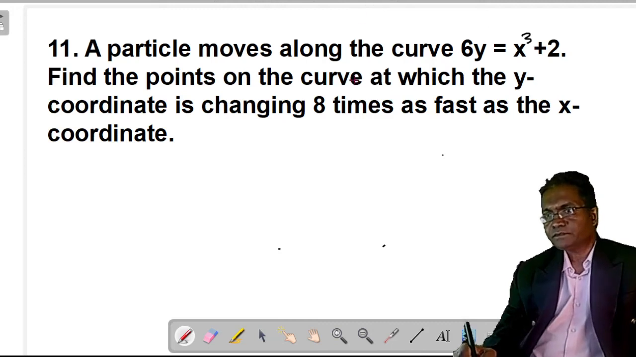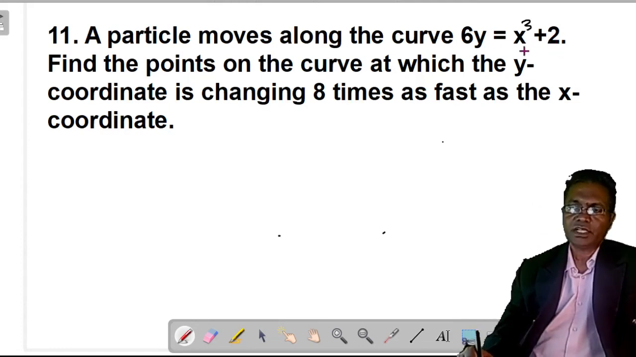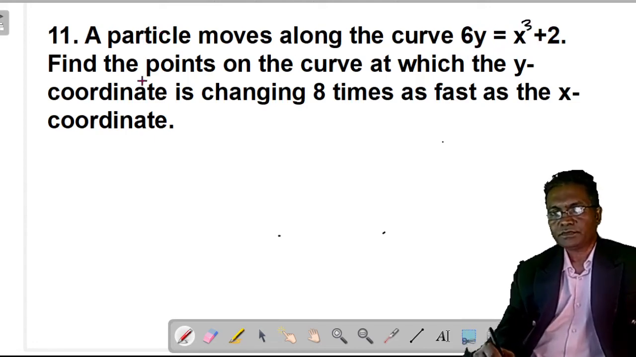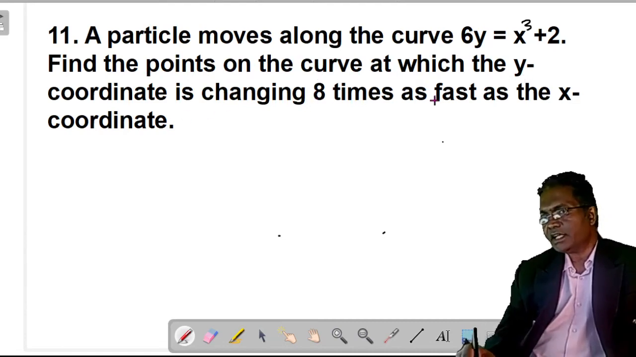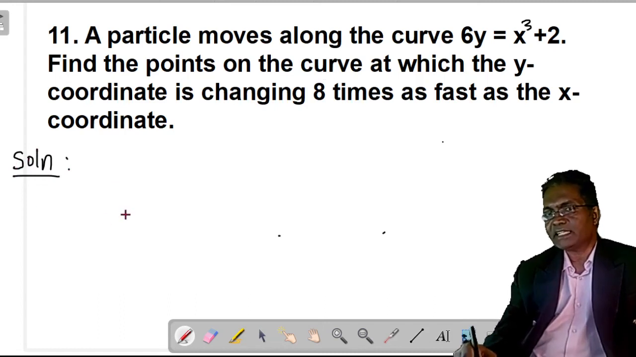Okay, so we will be having one more and last of this session. This is 11th example from your exercise 6.1. A particle moves along the curve 6y is equal to x cube plus 2. This is a curve along which the particle moves. Find the points on the curve at which the y coordinate is changing 8 times as fast as the x coordinate. So understand, the path of the particle is given.